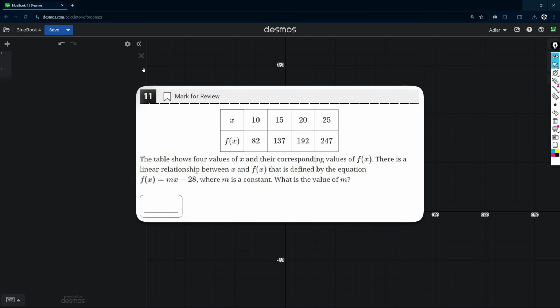In question 11, they give us a table with values of x and values of f of x. And they say the table shows 4 values of x and their corresponding values of f of x. There's a linear relationship between x and f of x that is defined by the equation f of x equals mx minus 28, where m is a constant. What is the value of m?